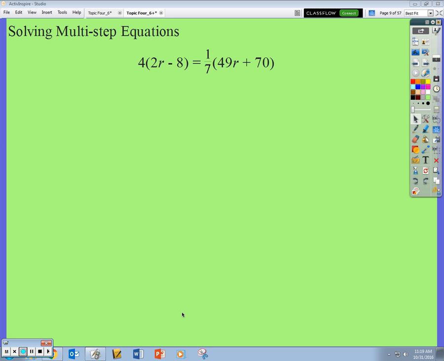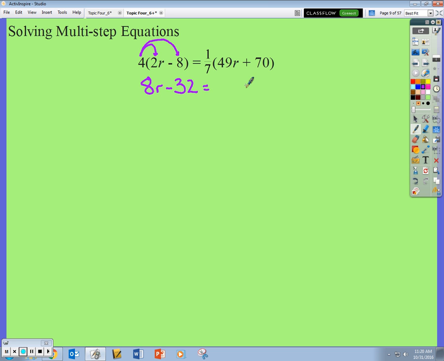So if we take a look at this first one here, the way I'd read this is 4 times, open parentheses, 2 times r minus 8, close parentheses, equals 1/7 of, or 1/7 times, 49r plus 70. First thing I notice is I have to use the distributive property on both sides of this equation. So I'm going to go, hey, 4 times 2r, because I cannot combine the 2r and the 8 inside parentheses. They're unlike terms. So 4 times 2 gives me 8, so now I have 8r. And that is minus 4 times 8 is 32.